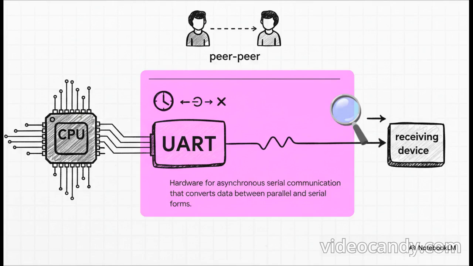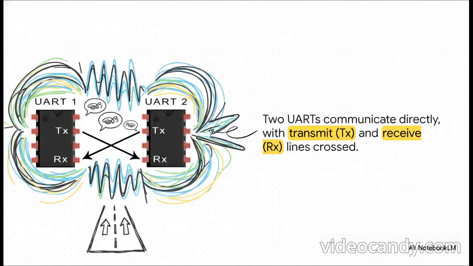It's basically a piece of hardware that takes parallel data from a device's brain, its CPU, and translates it into a serial stream to send out, and it does the reverse for incoming data. It's a simple, direct, peer-to-peer system.